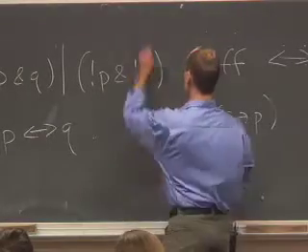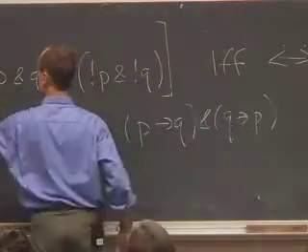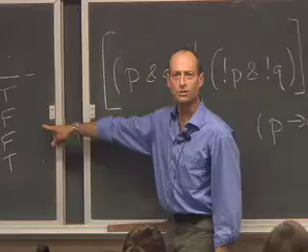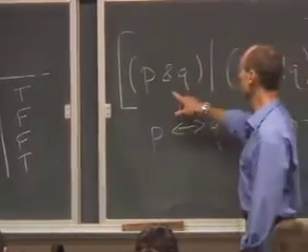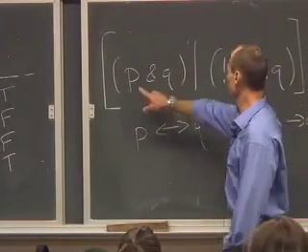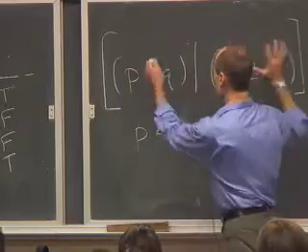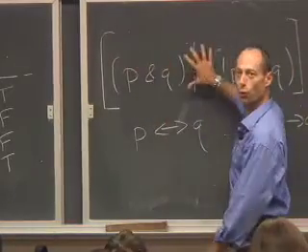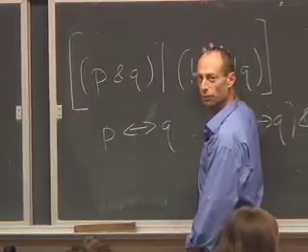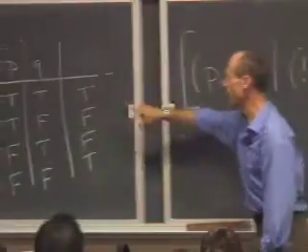This whole expression evaluates to this, right? If we plug in true and true, we get that this is true, and therefore the whole expression is true, because we have true or false, which is true. That gives us this line.